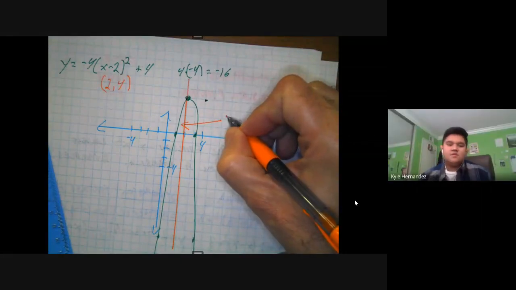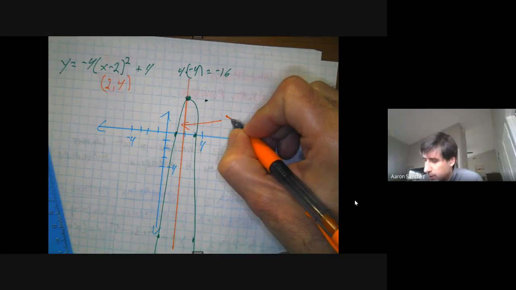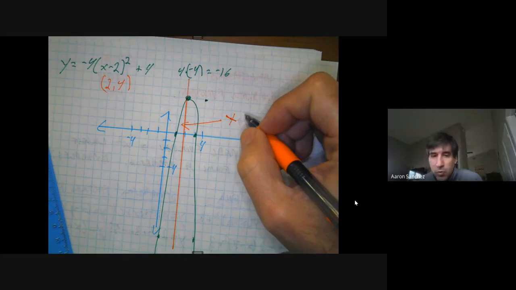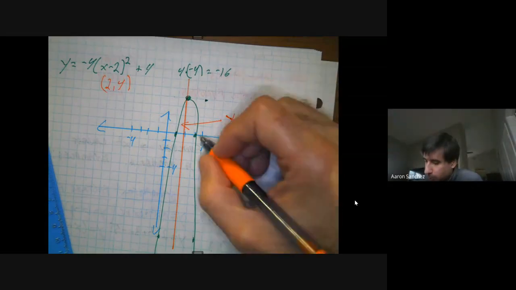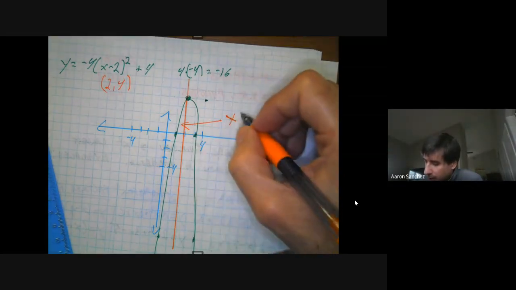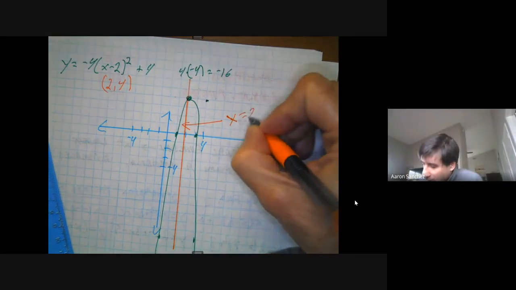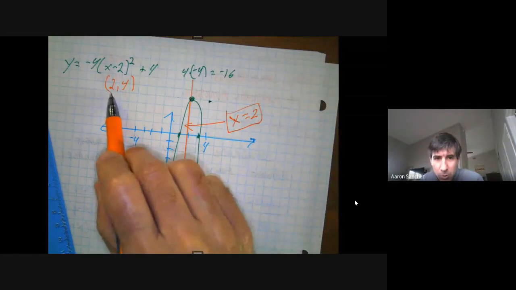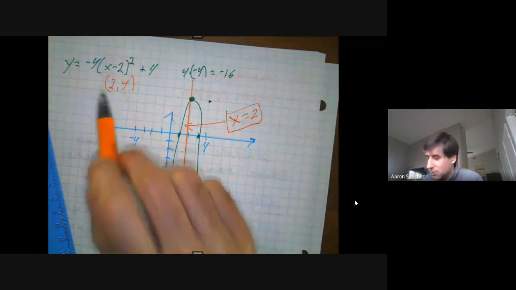2, 0? For the whole line, 2, 0 would be just this point right here. You're on it, Kyle, though. You got it. It's x equals 2. That's all you have to write. It's this number here, x equals 2. That's the axis of symmetry.